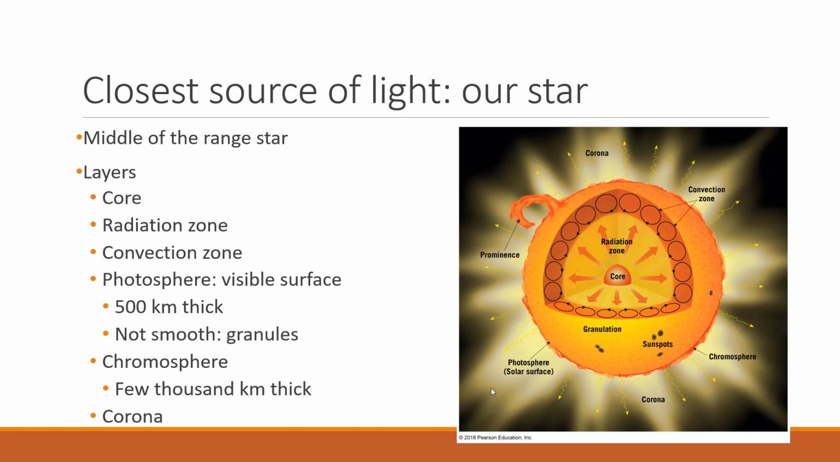Outside the visible surface, the photosphere has a chromosphere. The chromosphere is basically the sun's atmosphere. The chromosphere is several thousand kilometers thick. It is what causes the gases to eject out periodically. Then we have outside, we have the corona, which is the emitted light that we see coming out.